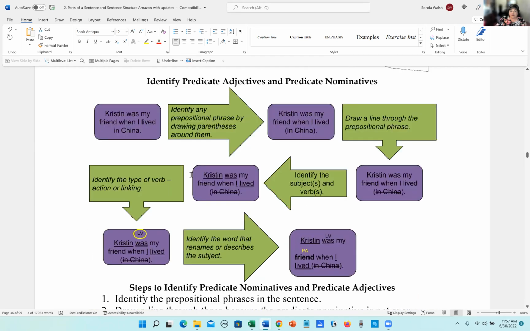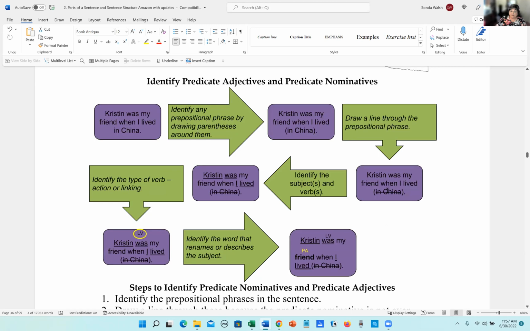So let's go through here, and this is our flow chart of how do we identify a predicate adjective. So we have the sentence, Kristen was my friend when I lived in China. So we have to find the prepositional phrases. In China is a prepositional phrase. Draw a line through that so that we don't mix up a predicate nominative inside of a prepositional phrase.